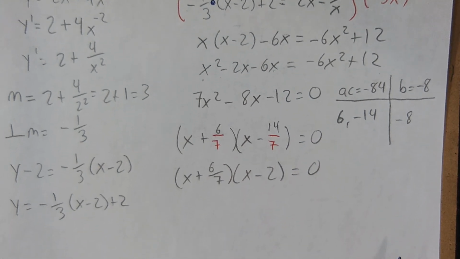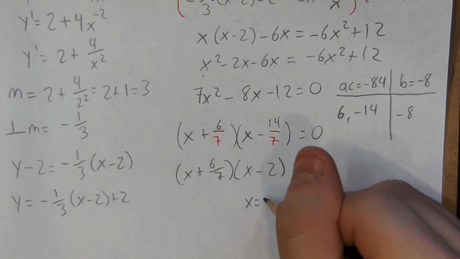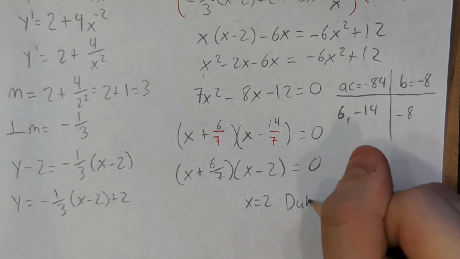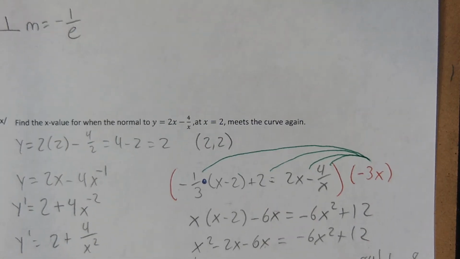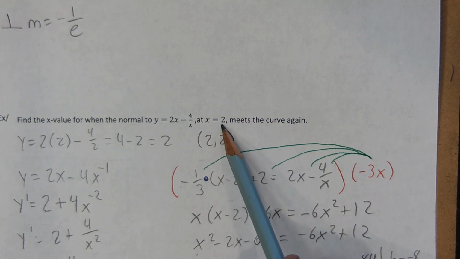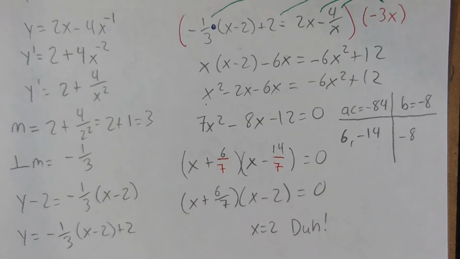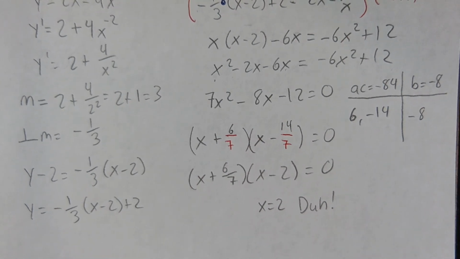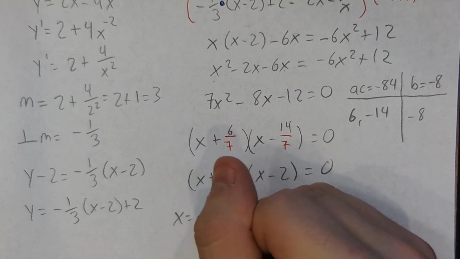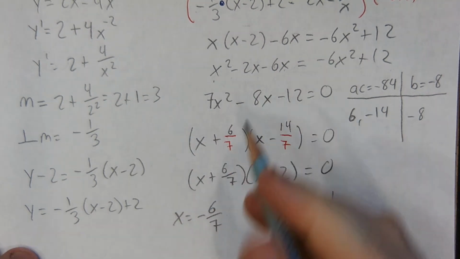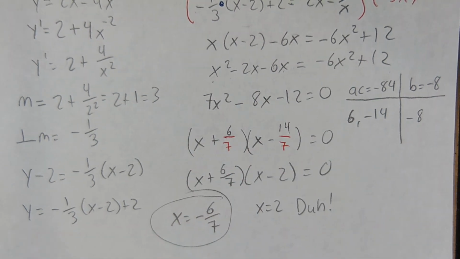And we can now see our two solutions. One, when x equals 2, duh, because, you know, we were told that the normal line hits this curve at x equals 2. And the other one, which would be what we're actually looking for, because it says find the other x value, would be when x equals negative 6 over 7. And that is it for normals.